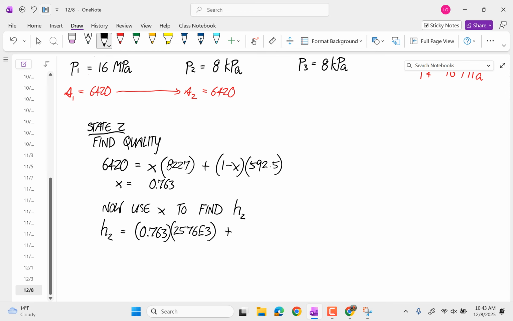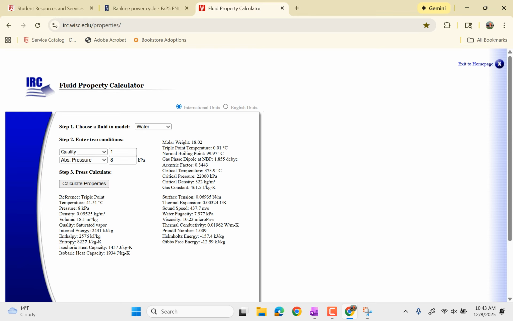Plus 1 minus 0.763, which is 0.237, times the specific enthalpy for a saturated liquid at that pressure. So I just change this to a 0. And we get 173.8 times 10 to the third.